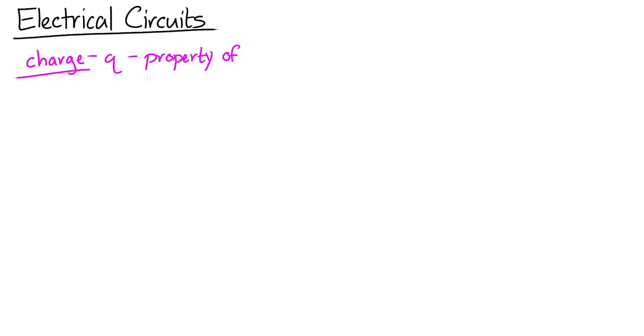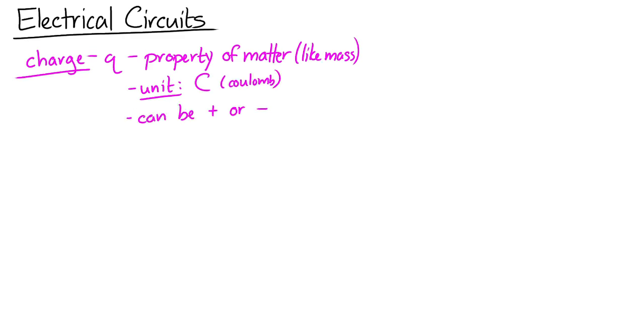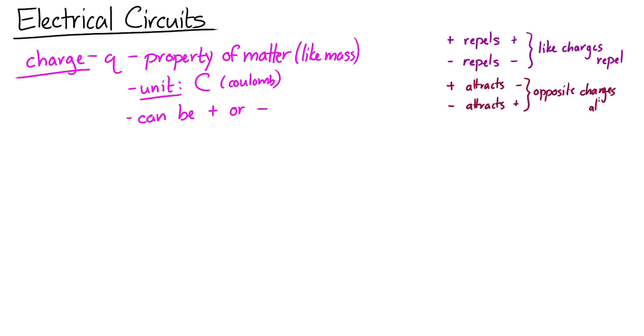Let's take a look at electrical circuits. And before we do that, we're going to remind ourselves about charge. Charge is a property of matter, kind of like mass. But unlike mass, charge can be both positive and negative. And remember, positive repels positive, negative repels negative. So like charges repel. Positive attracts negative, negative attracts positive. Opposite charges attract.